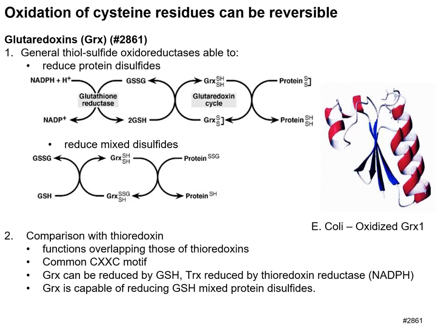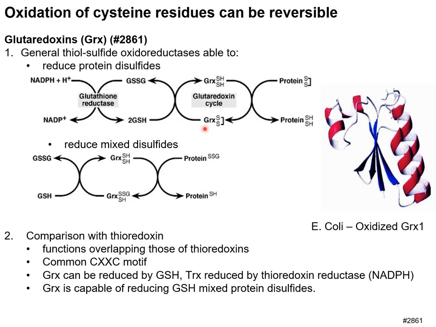Glutaredoxins are another group of thiol disulfide oxidoreductases able to reduce protein disulfides. And the scheme is shown here. We have a protein disulfide here. Glutaredoxin is able to reduce that back to the thiol groups. Glutaredoxin contains cysteine residues, and as part of that oxidation-reduction process, we end up with disulfides in the glutaredoxin.